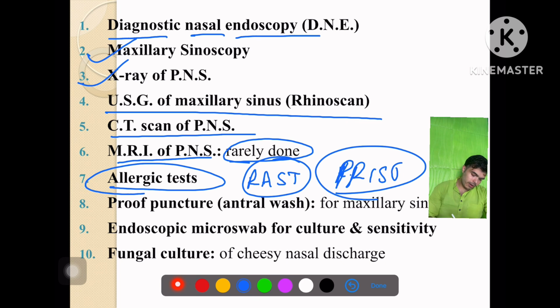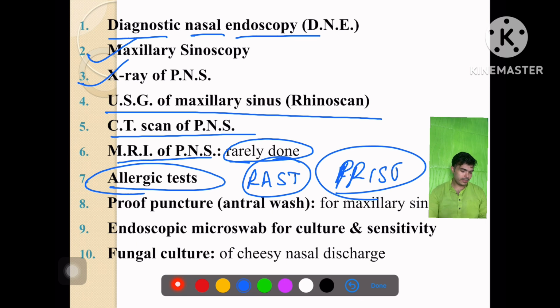And then you can go for a fungal culture, if there is a cheesy nasal discharge or fungoid growth, and if we think this is a case of fungal rhinosinusitis, such as mucormycosis. Mucormycosis has been more common after COVID because of the irrational use of steroids. In mucormycosis, including in the eyes, the signs are much more than the symptoms. On diagnostic nasal endoscopy, see the pus area.